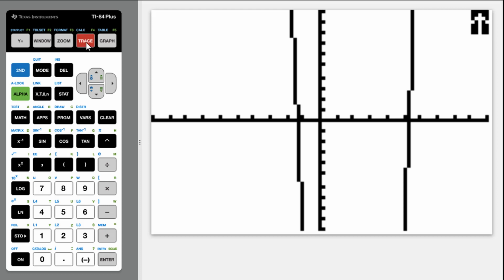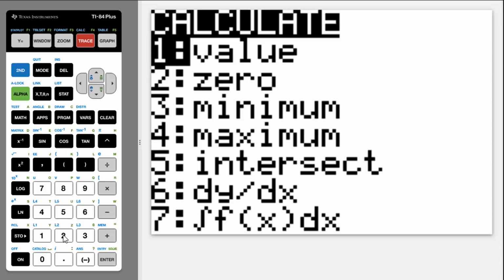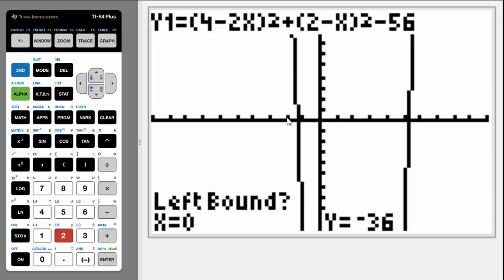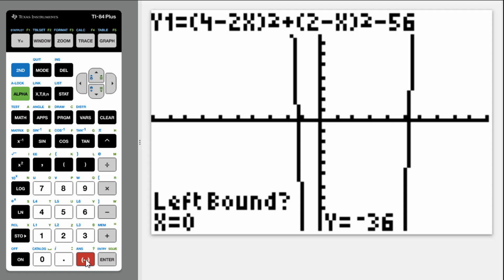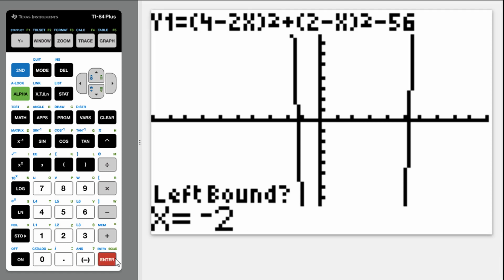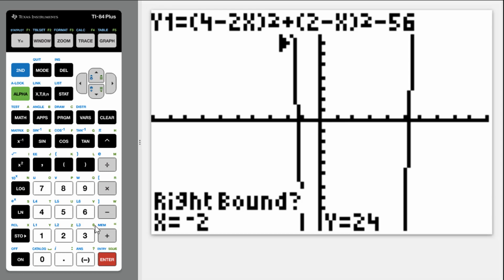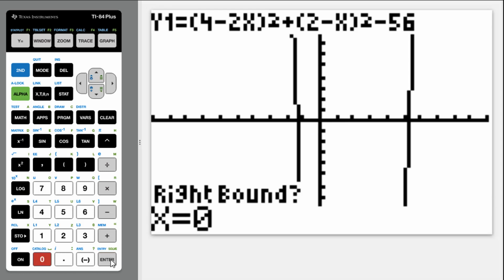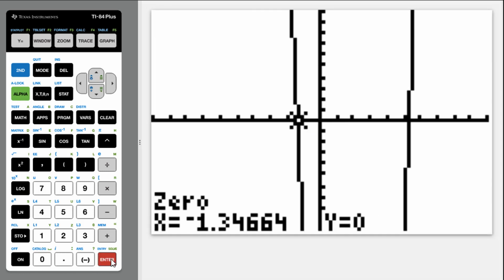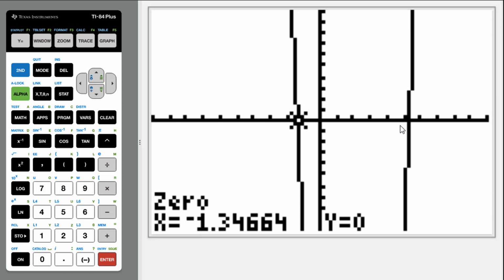Second trace 2. This is -2, so left bound I put the -2, enter. Right bound I will put the 0, enter, then enter. You will get -1.35.